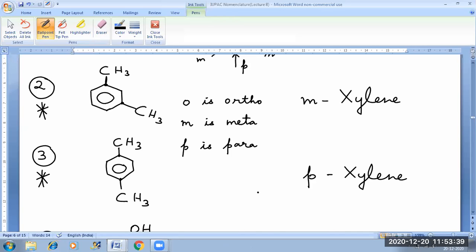So o, m, and p stand for ortho, meta, and para respectively. These are used in common names, but not in IUPAC names. You're not supposed to use ortho, meta, para for IUPAC names. You will use ortho, meta, para only and only for common names.